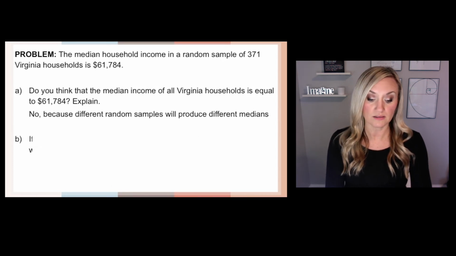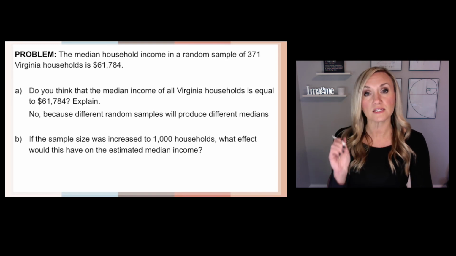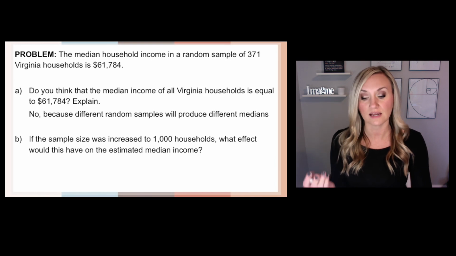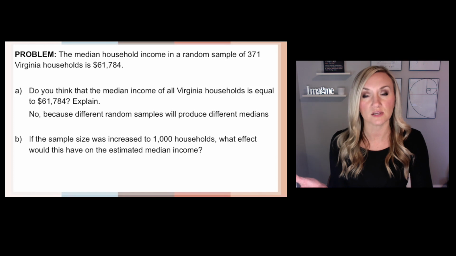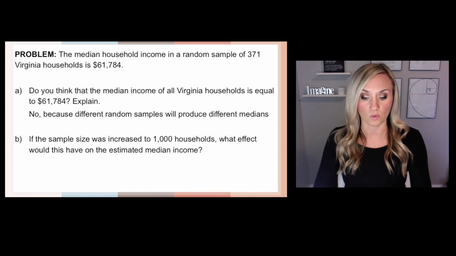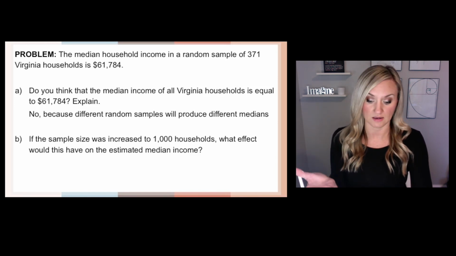What's really important is to write down that different random samples will produce different medians. We've seen that, right? They only sampled 371 and it gave $61,784. What if they did 500? It would give us a different median.